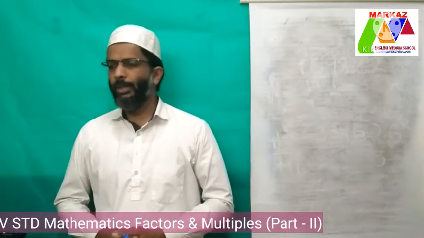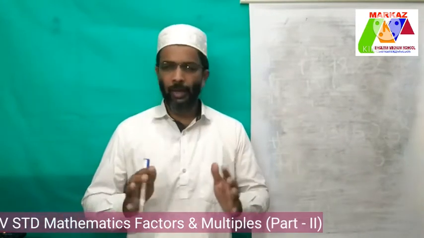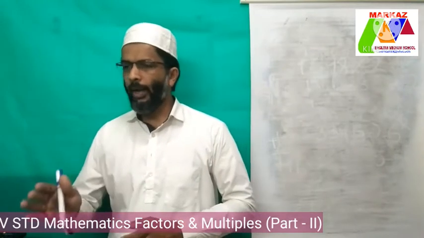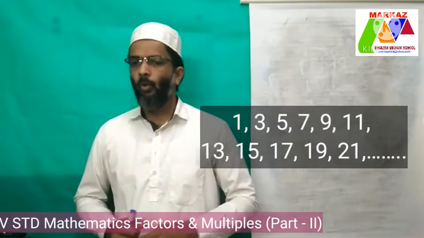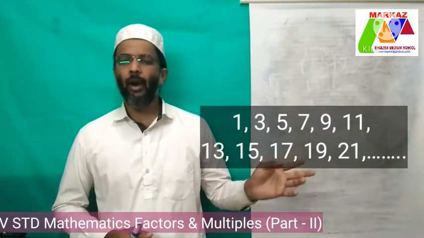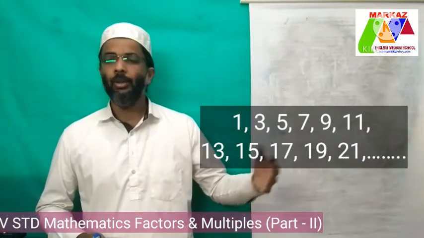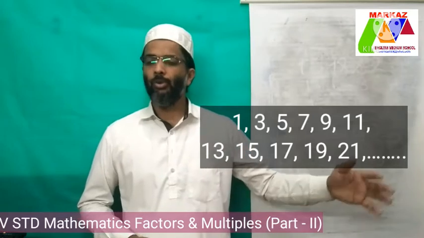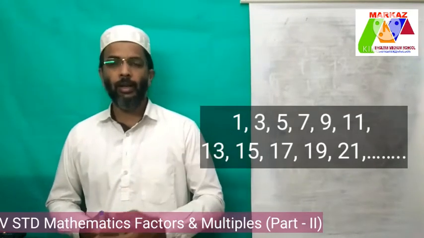Next, odd number. Odd number means a whole number that is not divisible by 2. 1, 3, 5, 7, 9, 11, 13, 15, 17, 19, 21 and so on. These are the examples of odd number.